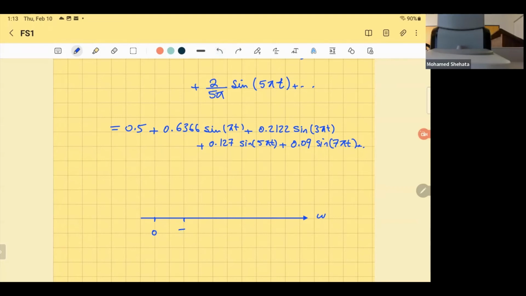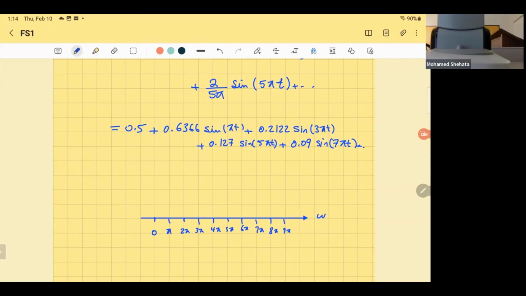So that's pi, 2 pi, 3 pi, 4 pi. Of course, you can go up to infinity. What I'm doing here, I'm doing the fundamental frequency, and I start from 0, and then the fundamental frequency times 2, 3, 4, 5, 7 pi, 8 pi, and so on. 9 pi, you can continue.